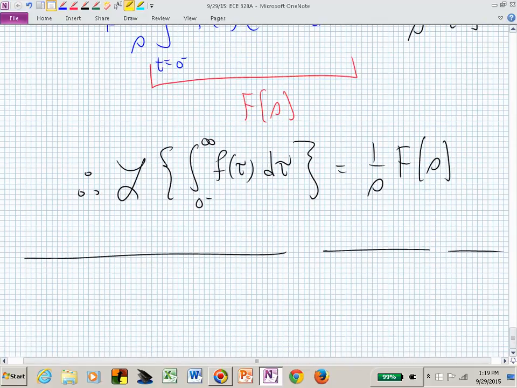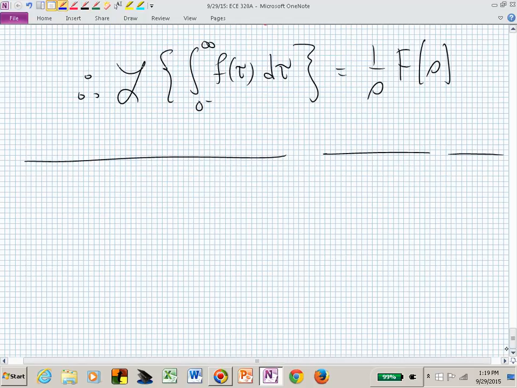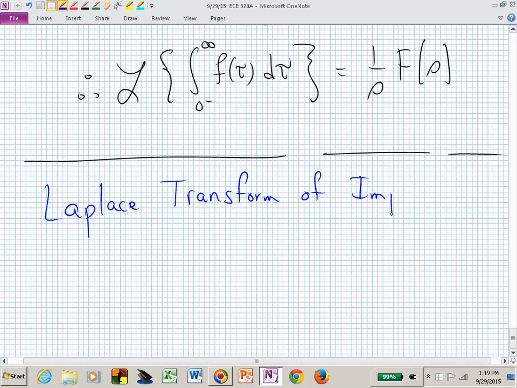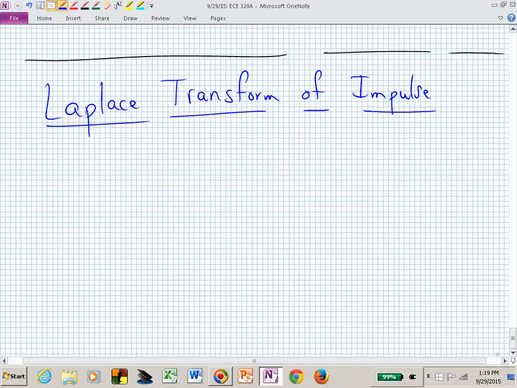Now, we know a little bit about operations, derivatives, and integrals. Let's go back to waveforms. Let's look at the Laplace transform of an impulse. And everyone knows what an impulse is, right?